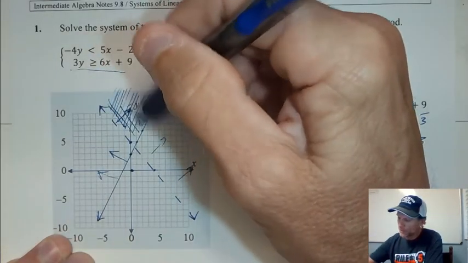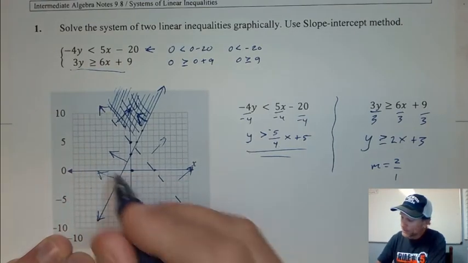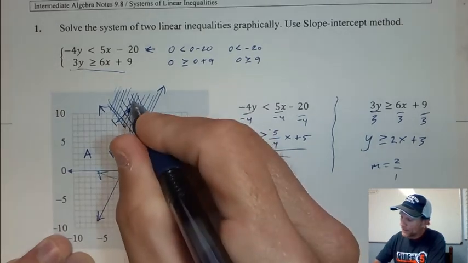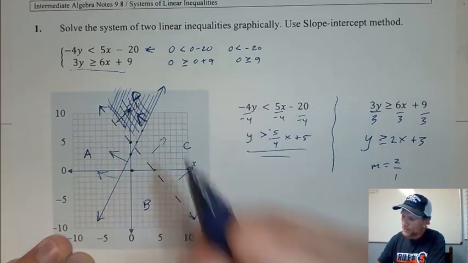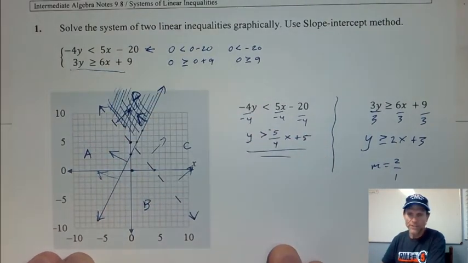So there's the overlap. Now what they'll do in the Hawk system is they'll give you some letters, like they might call this A, B, C, and then this section D, and you would have to select D to show that that's the shaded section.